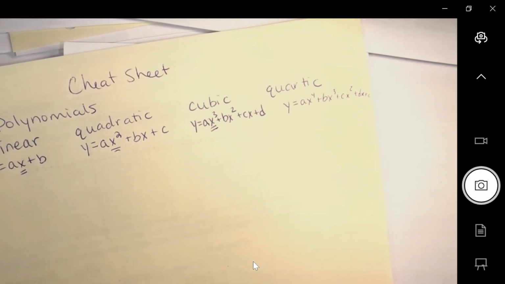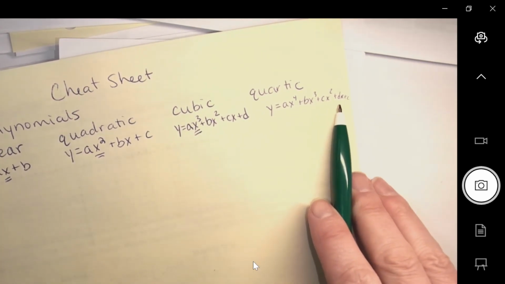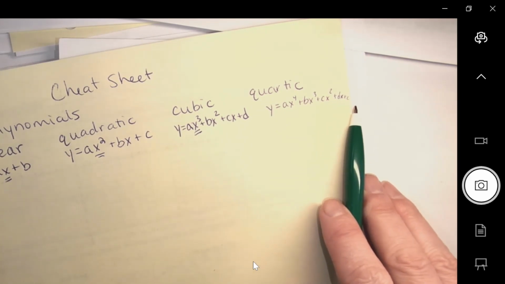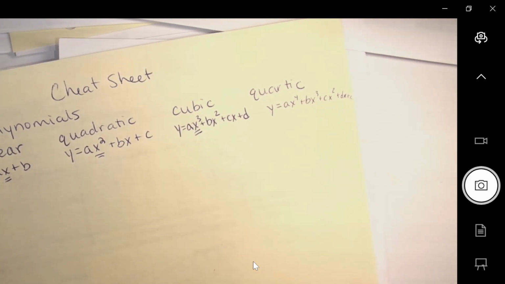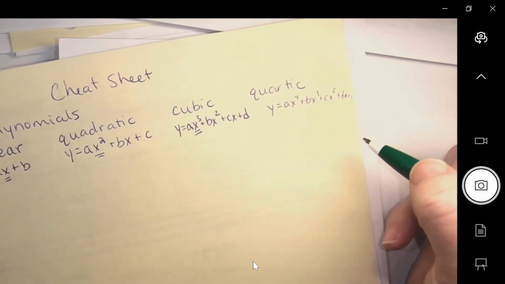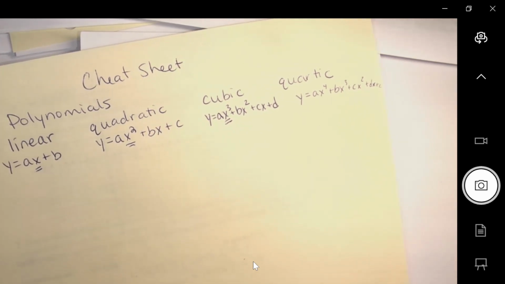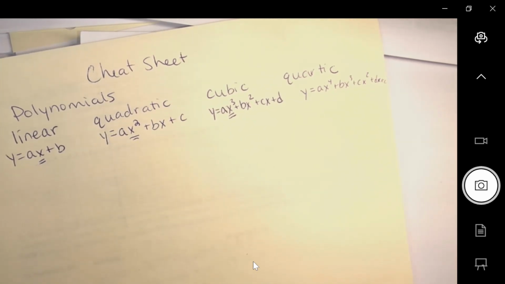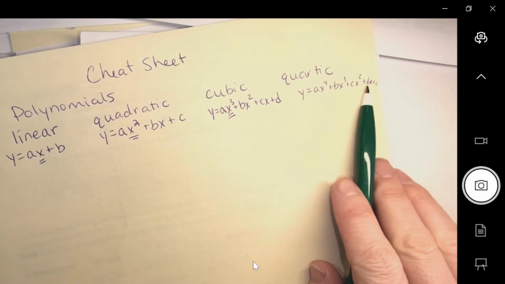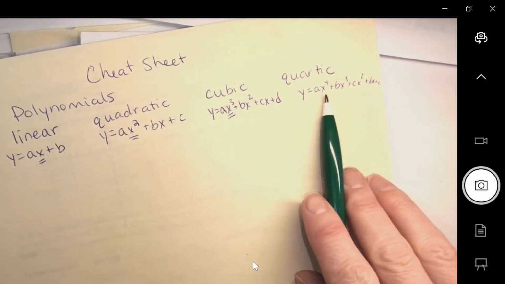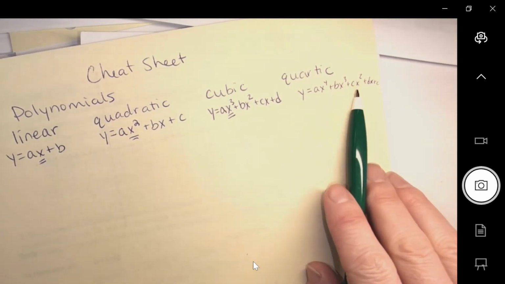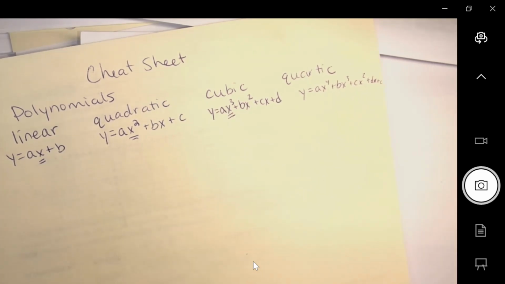Just the alphabet. A, B, C, D, E. I ran out of room. It goes A, B, C, D, E. And then your x's are going x to the 4th, x cubed, x squared, x, and then no x's.